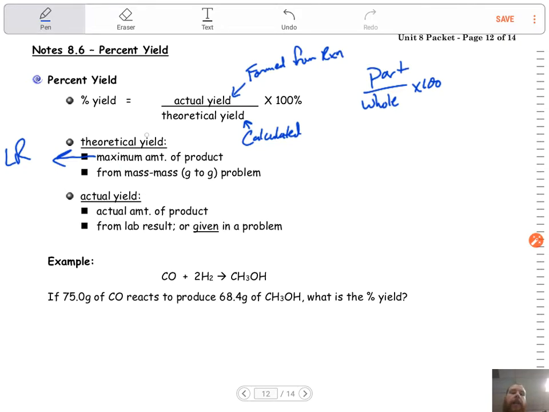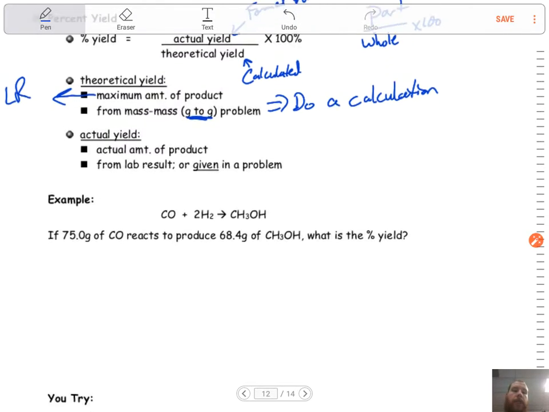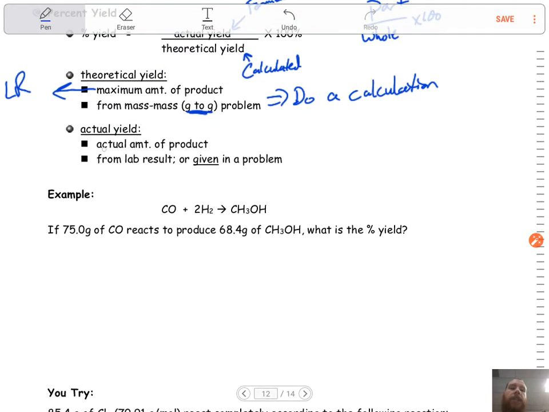Again, theoretical yield is calculated. You have to do a calculation to get this. It's a gram to gram problem, like I'm telling you right here, it's in the notes. Make sure you read your notes and use them, because that's where people are going to struggle the most with this. Whereas the actual yield is what's actually produced of your product. It's from a lab result, so this is going to be given to you in a problem. How much is produced, that's your actual yield. You have to calculate the theoretical, and all you're doing is a gram to gram problem with the reactant that they give you.